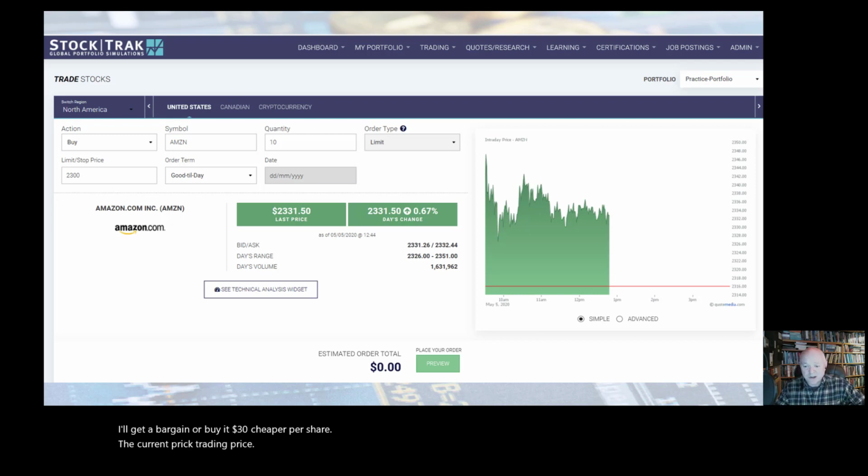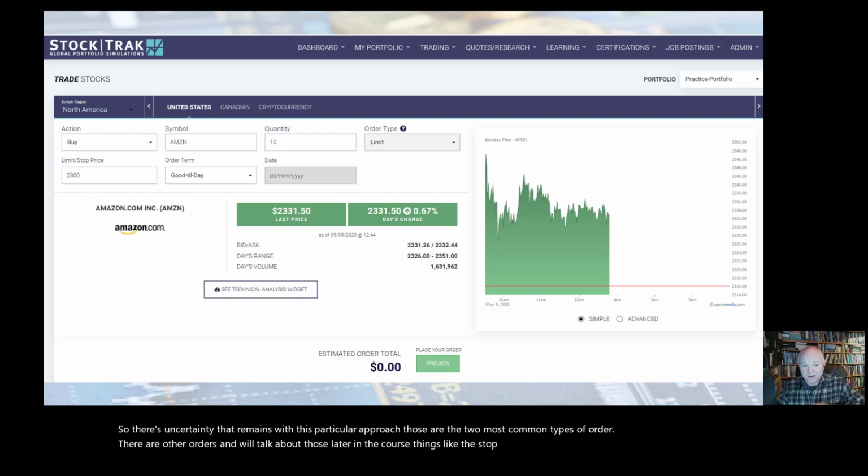Again, perhaps the price is going to go up for the rest of the day and I won't see that bargain again at any point during the trading day. And my order might be incomplete. So there's uncertainty that remains with this particular approach. Those are the two most common types of orders. Now, there are other orders, and we'll talk about those later in the course, things like the stop or stop loss order. There's also the selling actions that we can take, like selling short, but we'll come back to those a little bit later in the course.